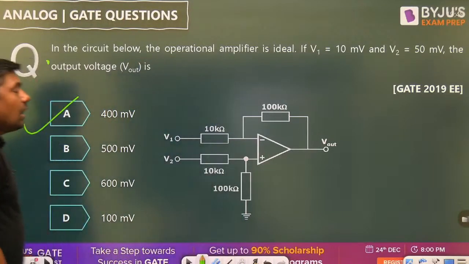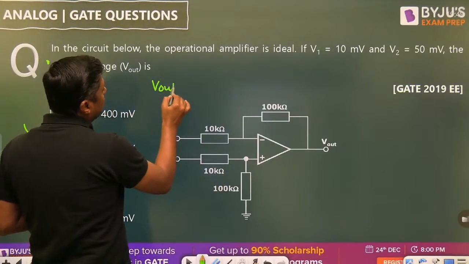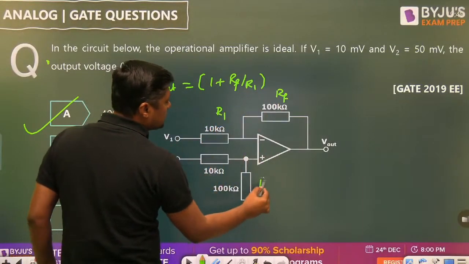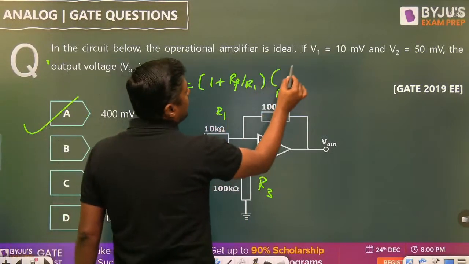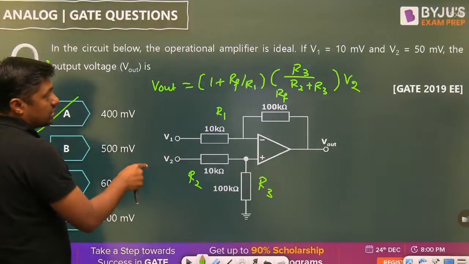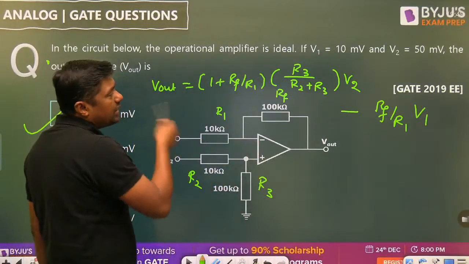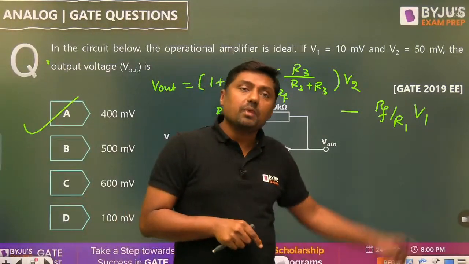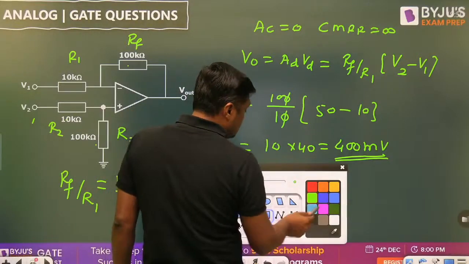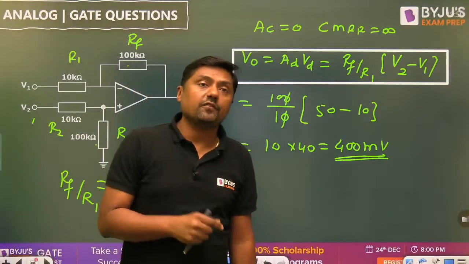Okay. Very simple. Or if you want the standard, yesterday I have given the answer. Yesterday I have given V out is equal to 1 plus RF by R1, this is RF, this is R1, into R3 by R2 plus R3 into V2, if the ratio is not satisfied. This is the non-inverting terminal voltage. Minus RF by R1 into the inverting terminal voltage, V1. Again you will get the same answer. But if this ratio is satisfied, directly apply this formula and you can save the time. And they will ask what is the CMRR, infinite, what is the AC, 0. This is the ideal differential amplifier.